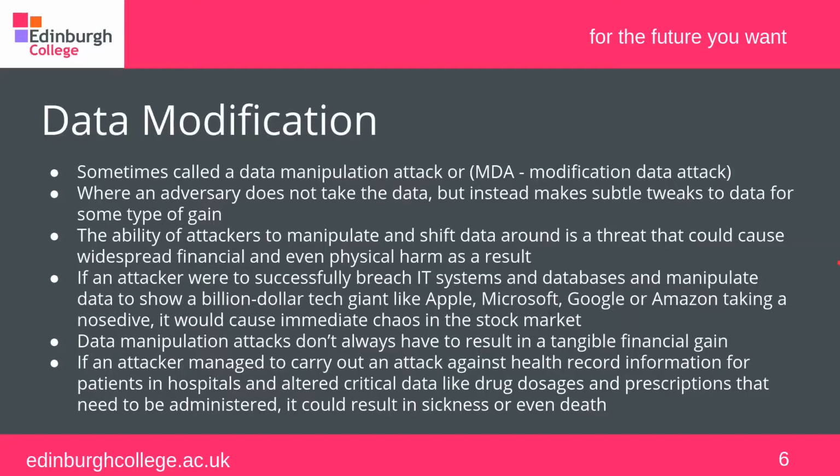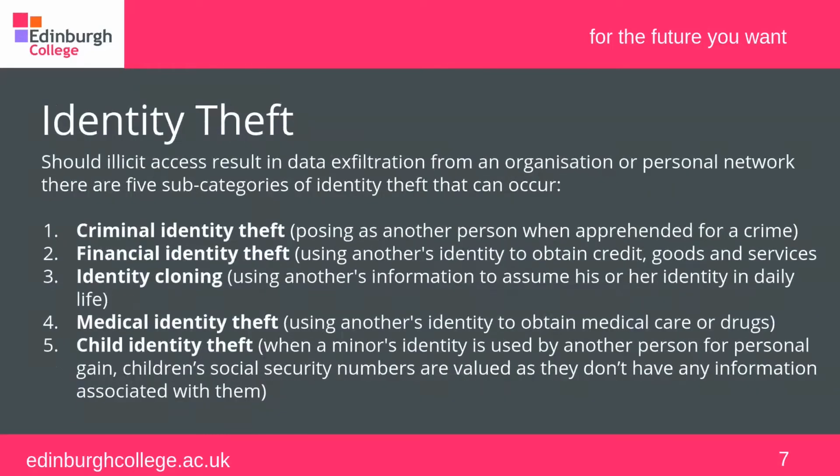So looking at one of the other consequences of illicit access, identity theft: if illicit access results in removing data from the organization, taking a copy of data, this can be called data exfiltration. Okay, data exfiltration is filtering something out of an organization or a personal network. Now, identity theft can be one of the consequences of illicit access and data exfiltration.